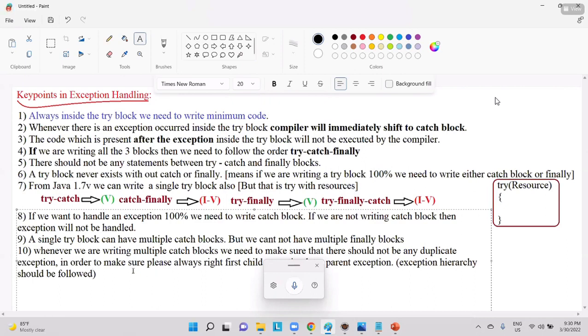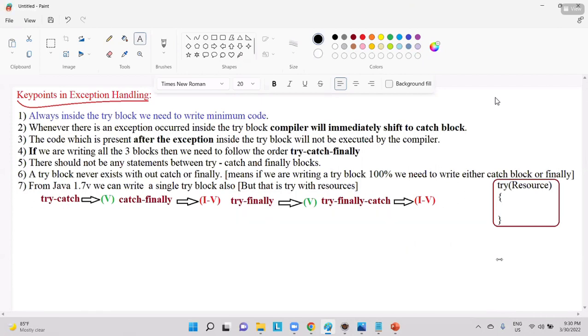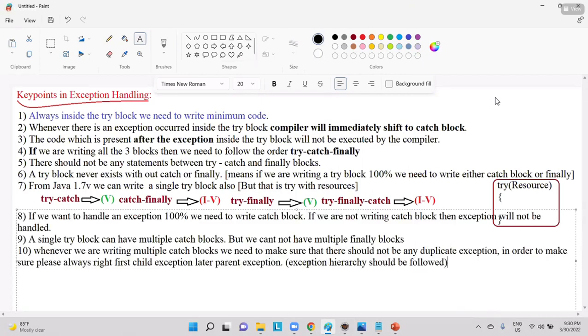Did you understand this point, guys? Guys, please tell me yes or no. Is it clear for everyone? Exception hierarchy should be followed. Now, did you understand why I told you yesterday exception hierarchy is very, very important, guys? Exactly.